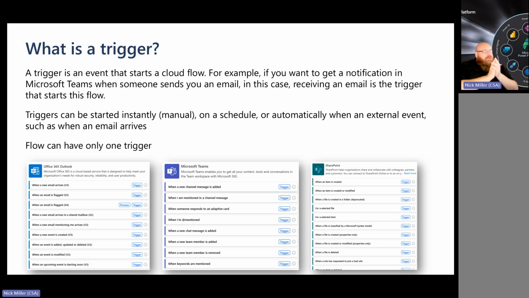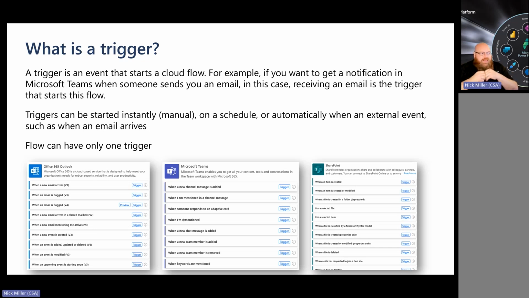All right. So first thing we're going to talk about as far as what makes a flow is we have the trigger and actions. What is a trigger? It is the very first action. It is what instigates a flow to run. So a trigger is an event that starts a cloud flow, right?